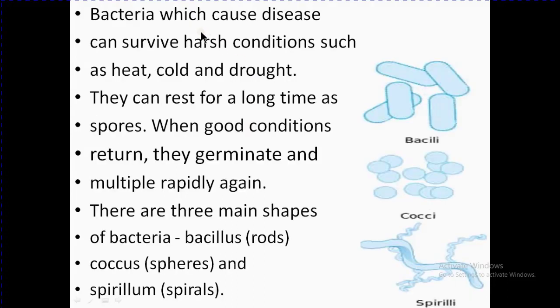Bacteria which cause disease can survive harsh conditions such as heat, cold and drought. They can rest for a long time as spores. When good conditions return, they germinate and multiply rapidly again. They just wait for a favorable condition. As the condition arrives, they start to germinate again, multiply themselves, rapidly increase in number and form their colonies.